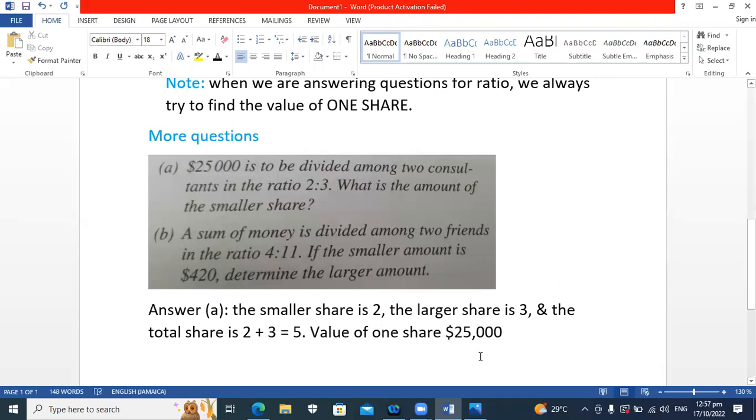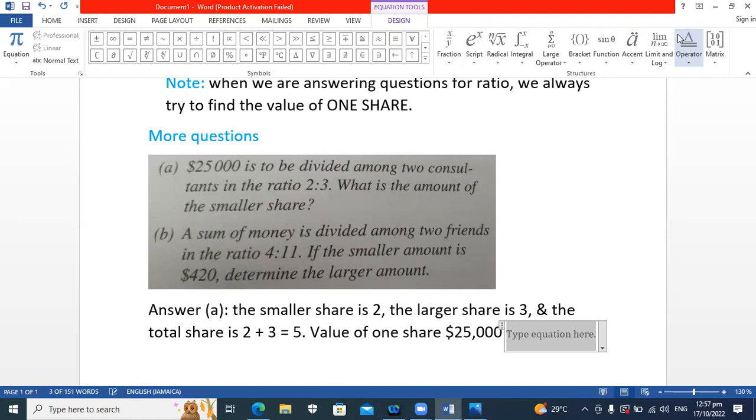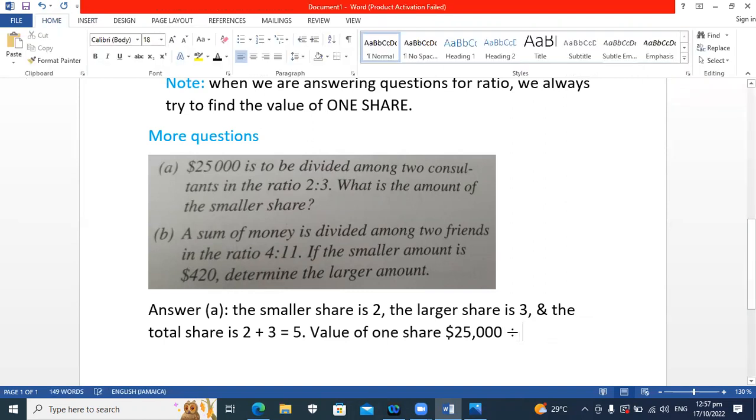Everybody with me so far? So the 25,000 would be the 4 plus the 11, right? The 15 in all. What are you talking about? We're doing A now. Yes, we're doing A. All right. So to find the value of 1 share, 25,000 would be divided by 5. And that will give us 5,000. So the value of 1 share is 5,000.